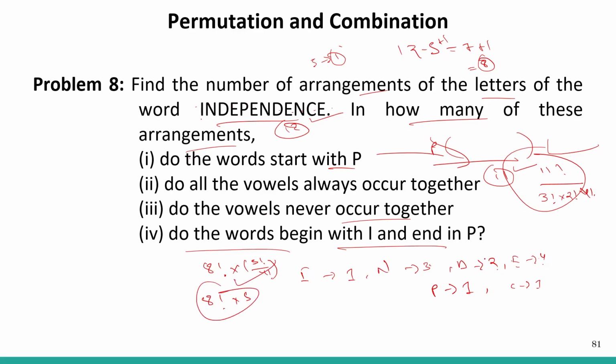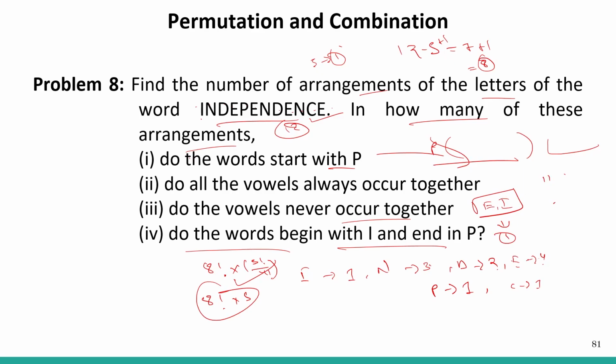Okay. So if we try to figure out the answer for part III: do the vowels never occur together? Okay. So here all the vowels occur together. So let's try to have a case where 2 vowels occur together. In order to have 2 vowels together, E and I must come together, right? So let's try to have E and I together. So let's consider these 2 as 1. So we have now what? 11 letters are there. Okay.